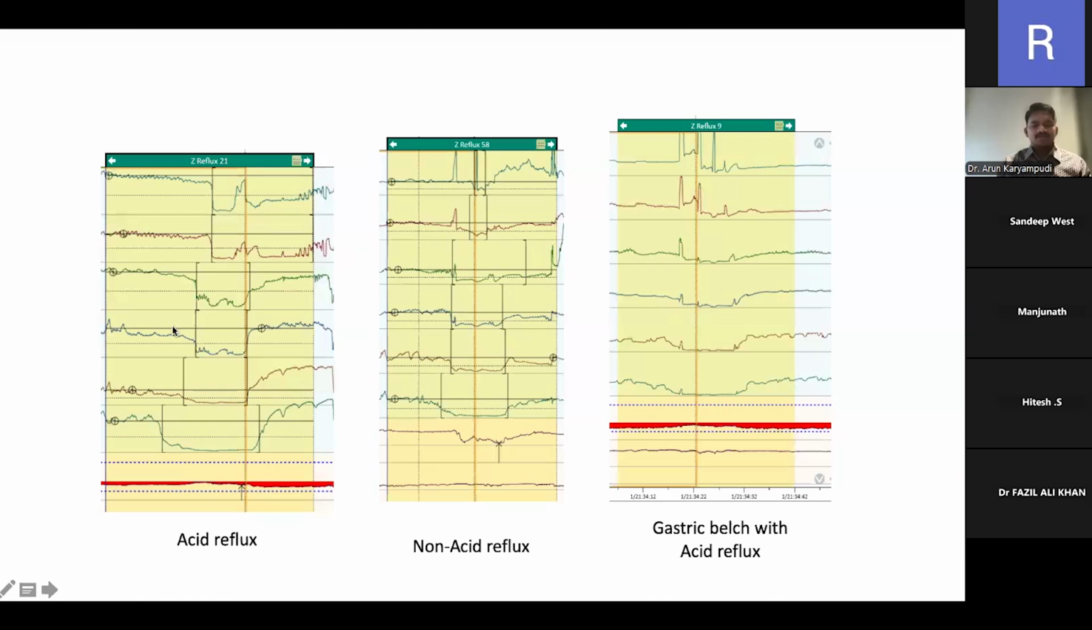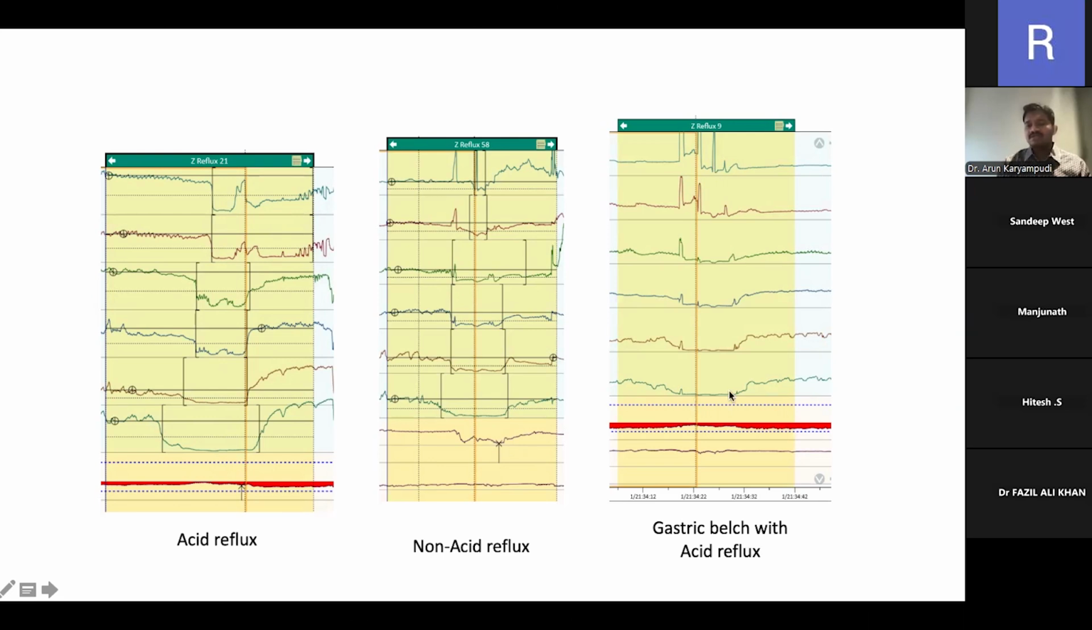Again, let me show you some examples. Here you see the impedance drops, and it drops in oral direction, and the esophageal pH becomes acidic. So this is a classical example of an acid reflux. Again, here a reflux episode happens, but the esophageal pH doesn't drop below 4. So this is a non-acidic reflux.